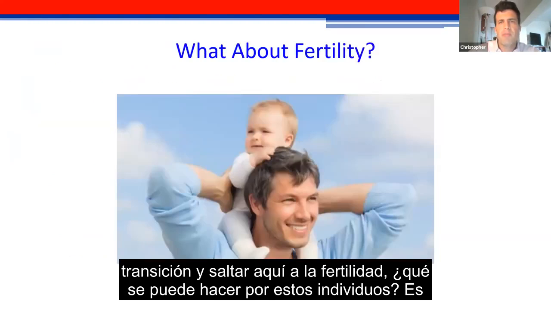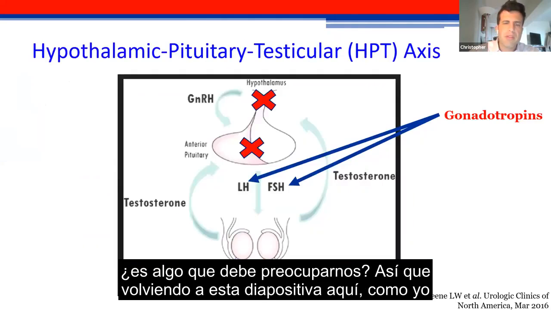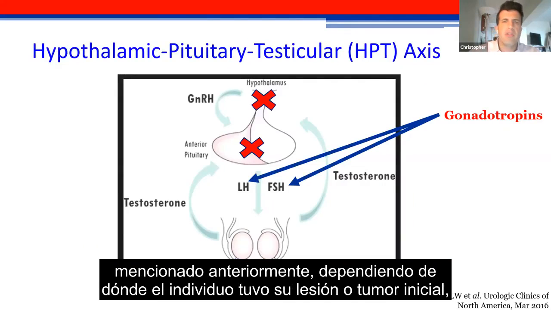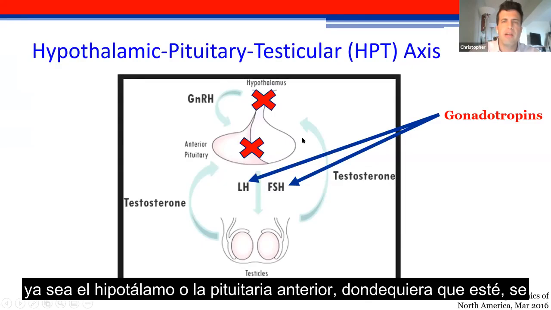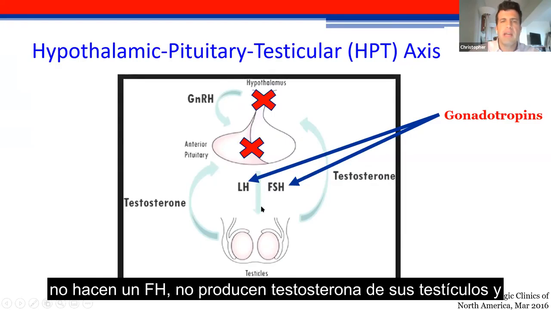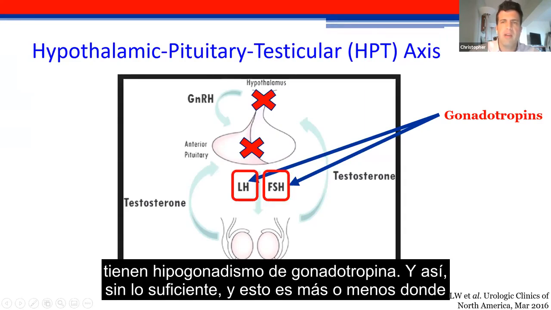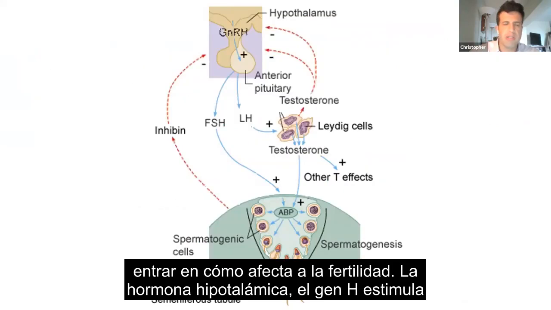So transitioning and jumping here to fertility, what can be done for these individuals? Is this something we need to be concerned about? So going back to this slide here, as I mentioned earlier, depending on where the individual had their initial lesion or tumor, whether it be the hypothalamus or the anterior pituitary, wherever it is, they don't make LH and FSH, they don't make testosterone from their testicles, and they have hypogonadotrophic hypogonadism. And so without LH and FSH, this is sort of where we go into how fertility is affected.